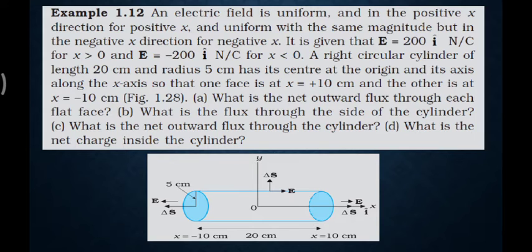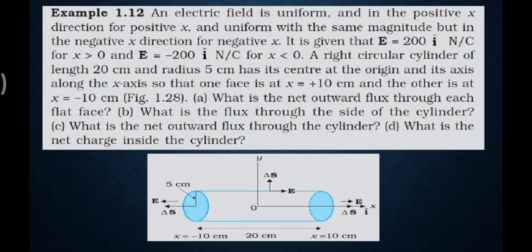And this E is in the positive x direction, 200 i cap, where i is the unit vector corresponding to the x direction, that you know. So the electric field is given, and x is positive from that side. The electric field is also present from the negative side, that is minus 200 i cap, so it will also be in the x direction.